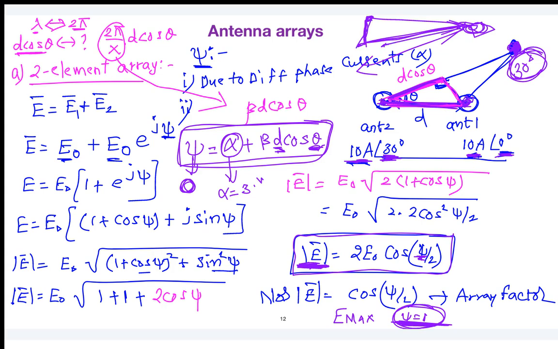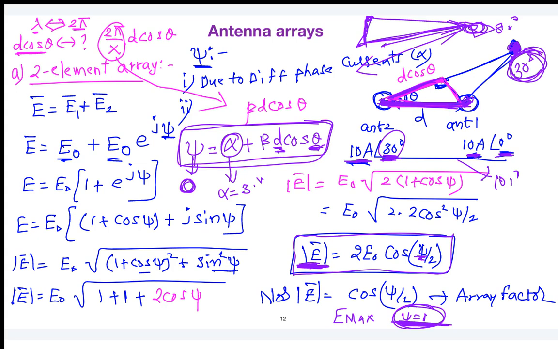If suppose alpha is equal to 30 degrees, you may get a maximum at a 30 degrees elevation angle. Example, accordingly, suppose I give a phase shift of 100 degrees, you may get somewhere around 80 or 90 degrees, where the maxima can occur. So what is happening here? By supplying different currents to the antennas, you are controlling the beam.